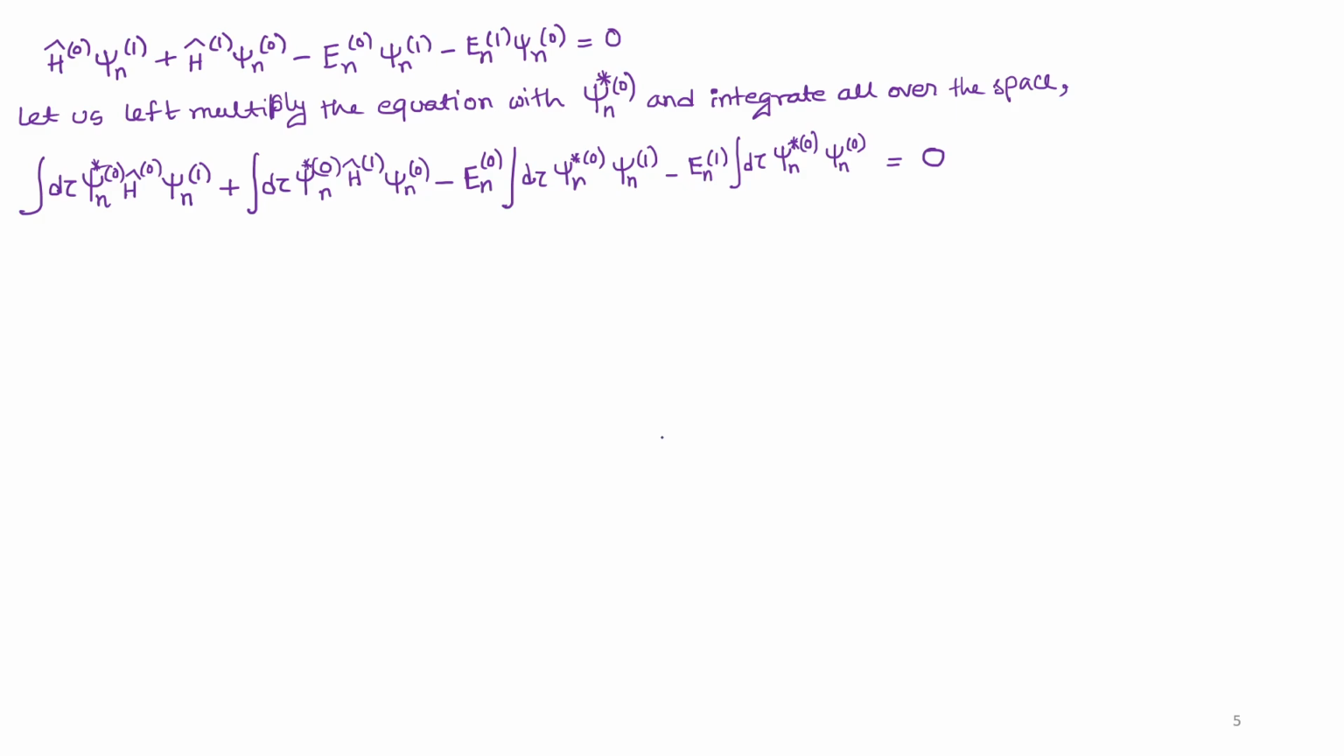See, for this case, if you check this part, psi n star not all over the space, and this psi n, these are already orthonormal, they are normalized. So this part is normalized already, right? So we are going to get 1 from here, right? Okay, so we'll write in the next step then what we have.